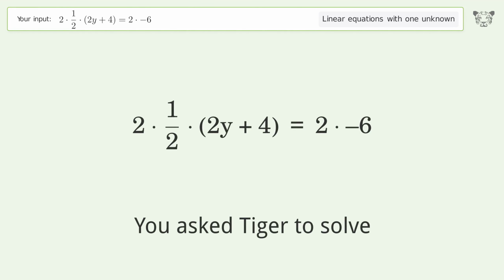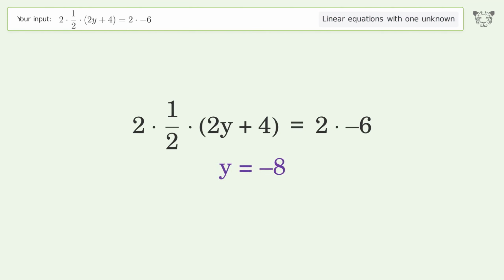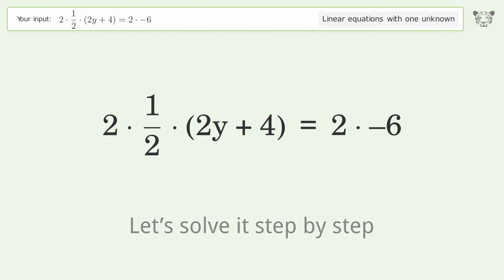You ask Tiger to solve this. This deals with linear equations with one unknown. The final result is y equals -8. Let's solve it step by step.